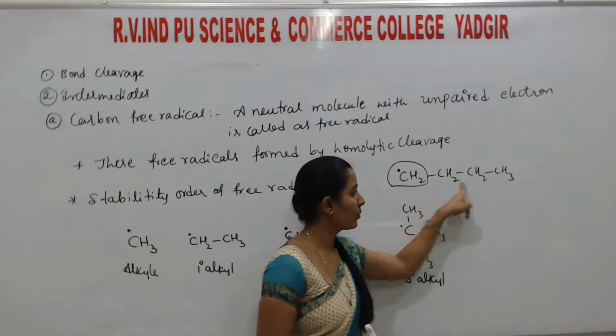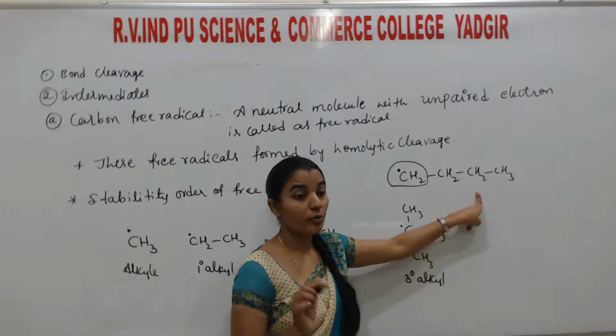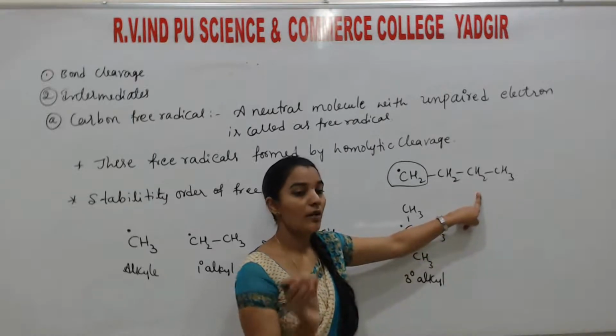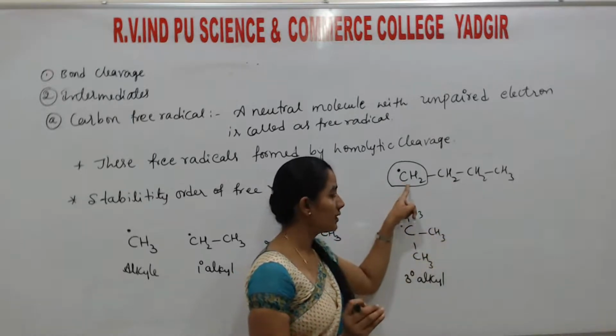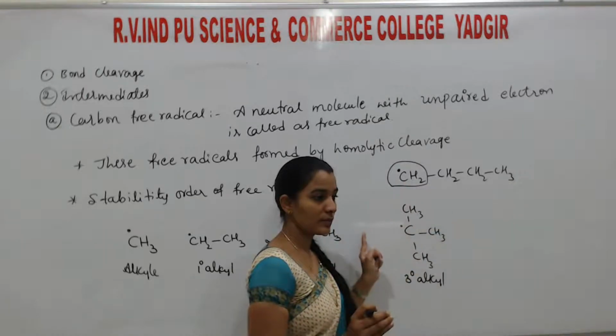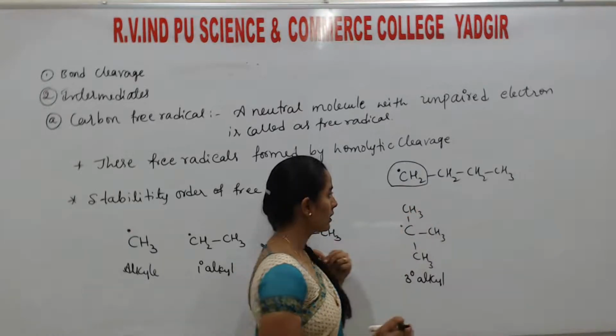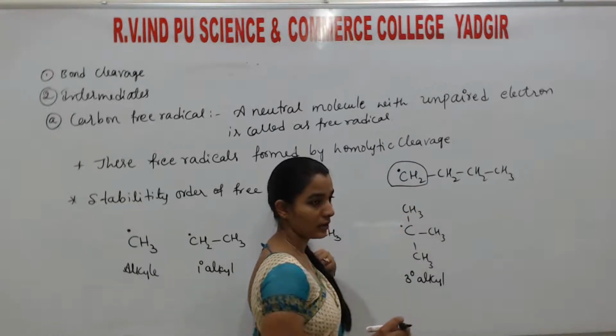We don't bother about this remaining parent chain. We don't bother about the length of the chain. We have to consider only this carbon atom. If it is bonded to only one carbon, then it is primary. 2 carbon, secondary. 3 carbon, then it is tertiary.